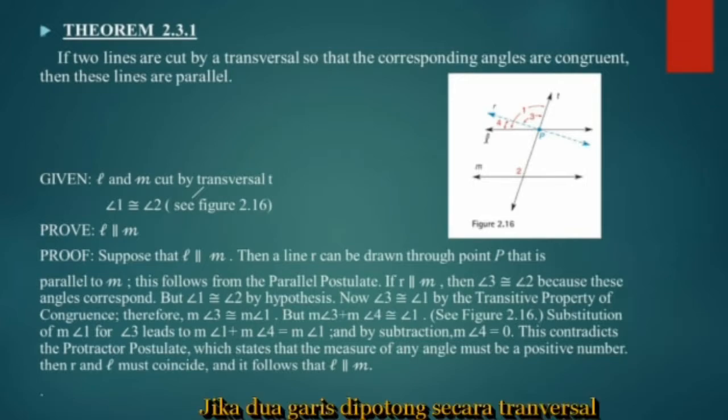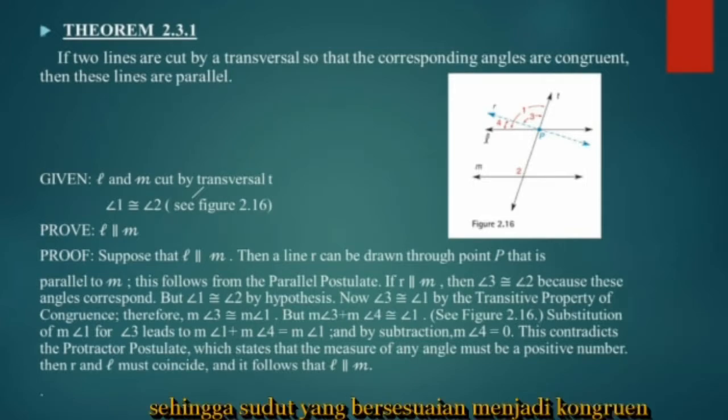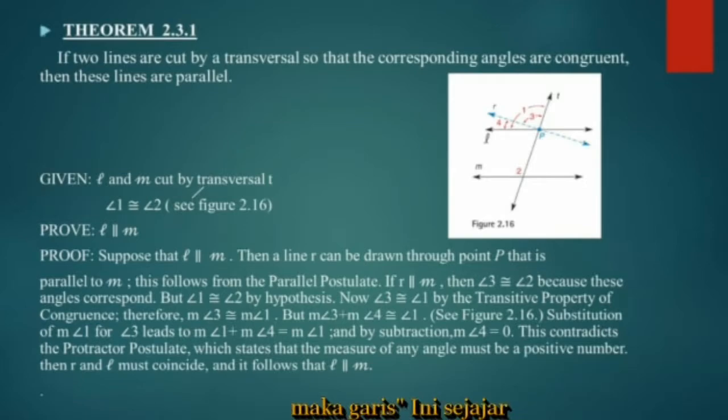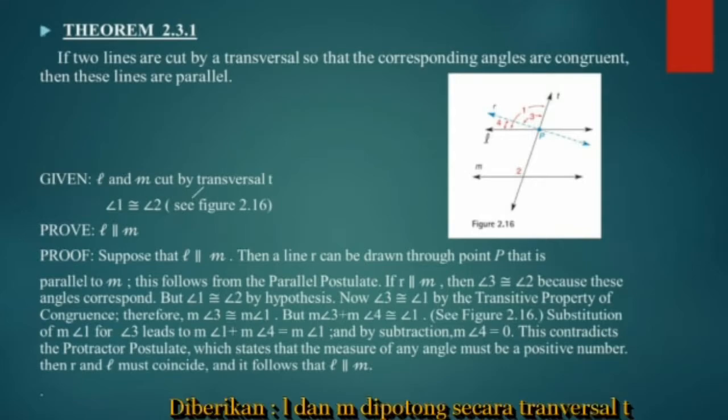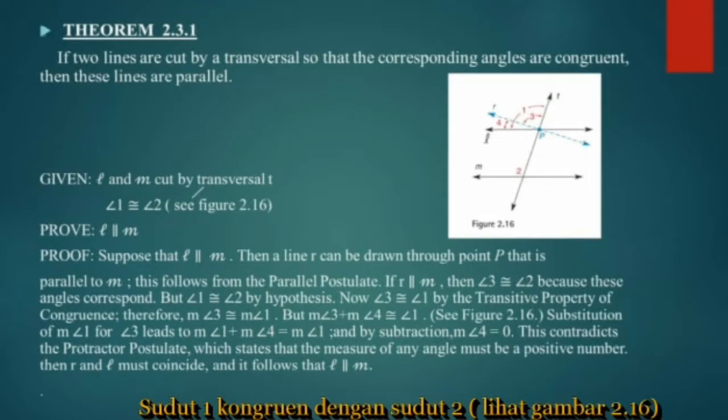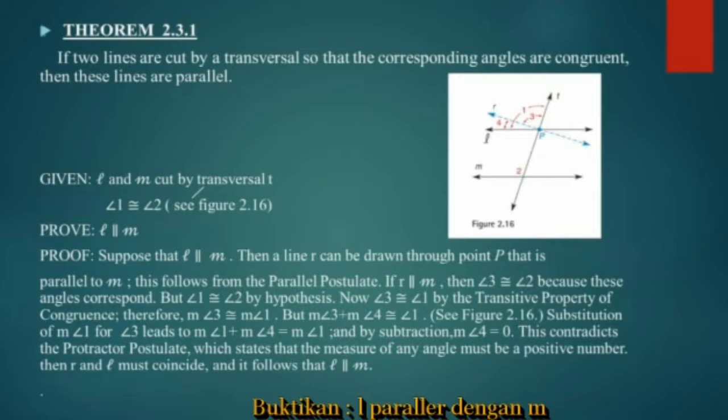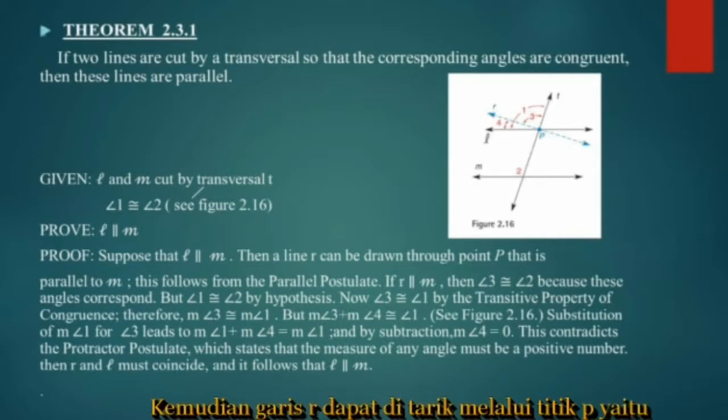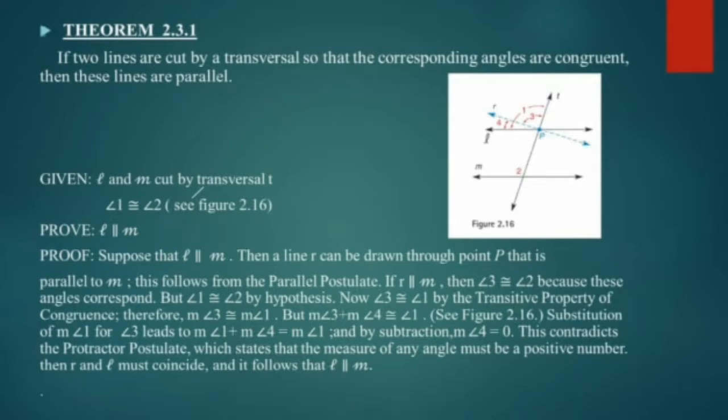Theorem 2.3.1. If two lines are cut by a transversal so that the corresponding angles are congruent, then these lines are parallel. Given: lines L and M cut by transversal T, angle 1 congruent to angle 2. See figure 2.16. Prove: L parallel to M. Proof: suppose that L is not parallel to M. Then a line R can be drawn through point P that is parallel to M. This follows from the parallel postulate.